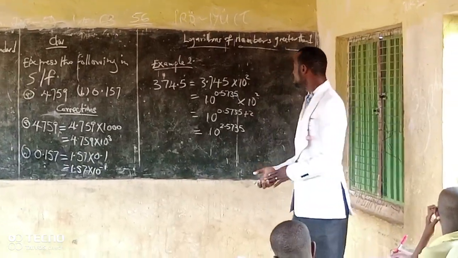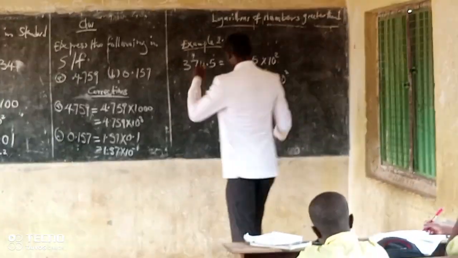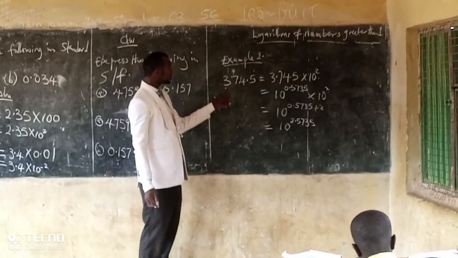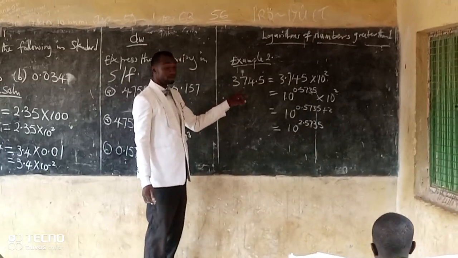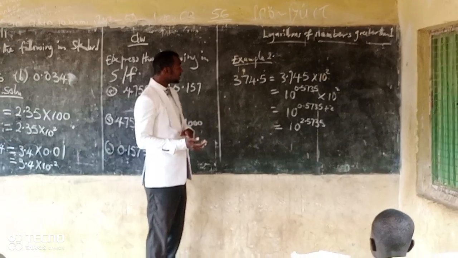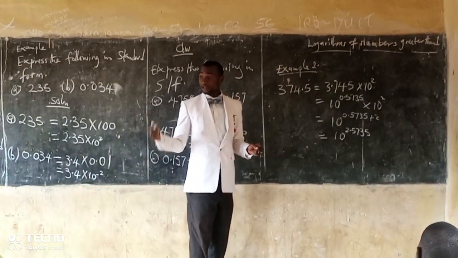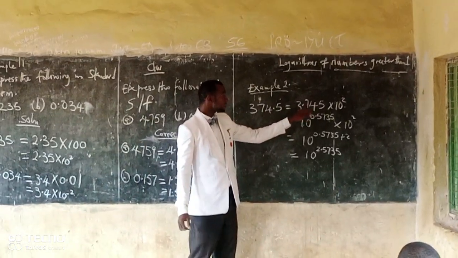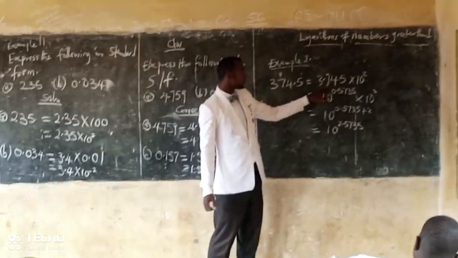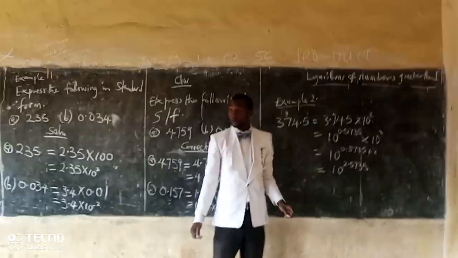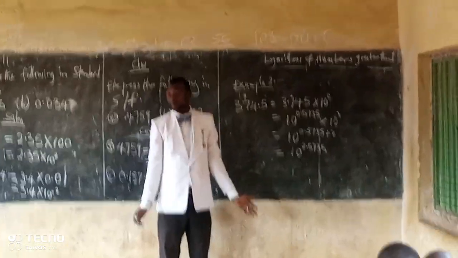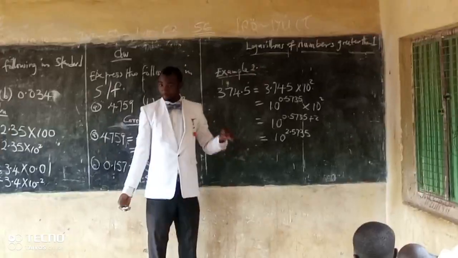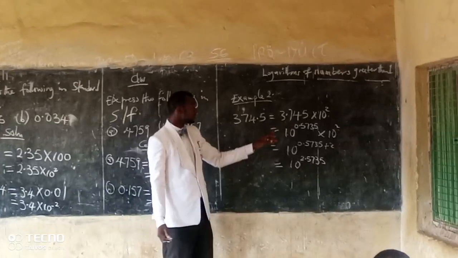How do we use the standard form method? For example, this question gives us 374.5. How do you express it in standard form? 374.5 is equal to 3.745 times 10 to the power 2. That's standard form, right? Good. But the next thing is to put it in powers of 10.